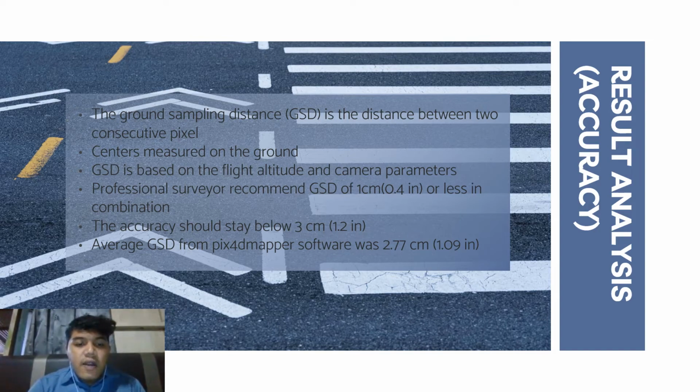Most professional surveyors recommend a GSD of 1 cm or 0.4 inch or less. In combination, this way the accuracy should stay below 3 centimeters or 1.2 inches in order to obtain an absolute accuracy. For this study, the average GSD from Pix4D Mapper software was 2.77 centimeters or 1.09 inches, which makes the accuracy near to the absolute accuracy.